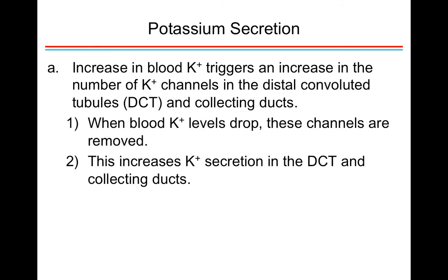So for potassium secretion, if we have an increase in blood potassium levels, we'll have an increase in the number of potassium channels in the distal convoluted tubules and collecting ducts. And this will lead to an increase in potassium secretion into the distal convoluted tubule and collecting ducts. In contrast, when blood potassium levels drop, these channels will be removed, so there won't be as much secretion of potassium.